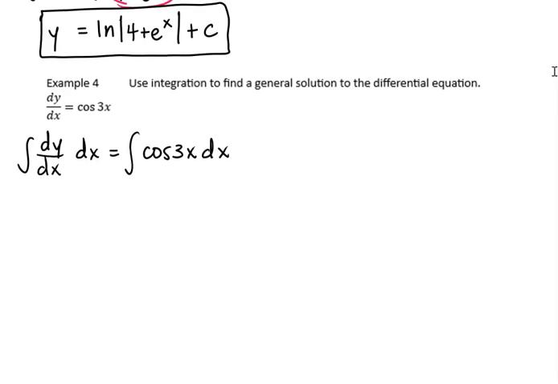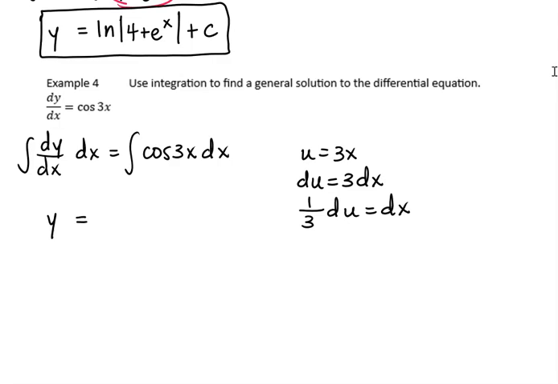The left integral is very straightforward. The integral of dy dx is simply y. On the right hand side, I'm again going to use u substitution because I have the 3x on the inside of that cosine. So I'm going to choose u to be 3x, which means that my du is 3 dx. I don't have a 3 in the integral, so 1/3 du is equal to dx.